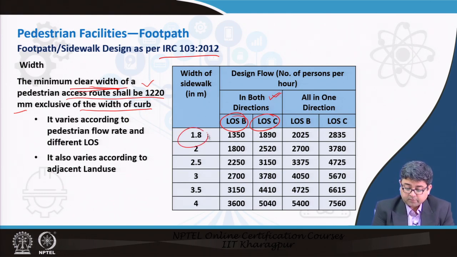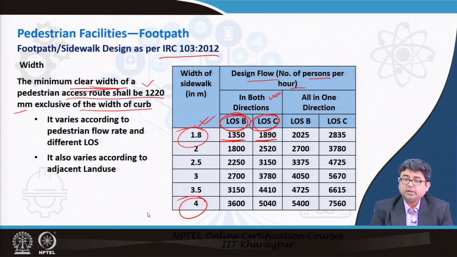If people are walking in both directions and you provide a minimum sidewalk width of 1.8, your number of people per hour should not be greater than 1350 if you want to maintain level of service B, or if you want to maintain level of service C, you can go up to 1890 people per hour if you only provide the minimum, right. The minimum is 1.8. However, if you go up to 4 meters, then you can accommodate a whole lot of people while still maintaining level of service B.